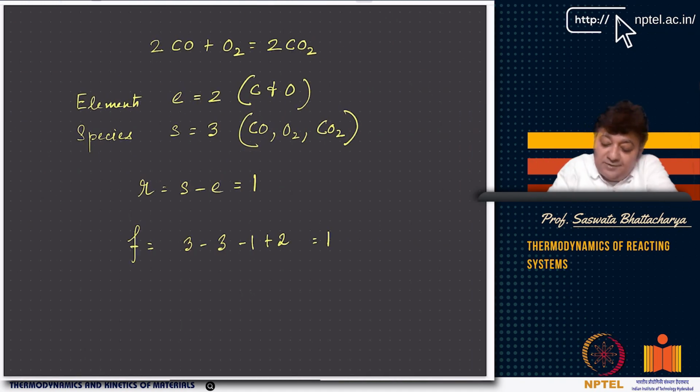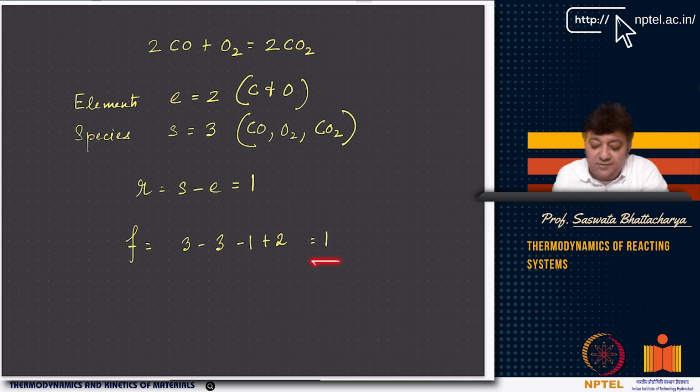So, for example, if you have 2CO + O2 = 2CO2, you have two elements, right, C and O. So you have two elements and the number of species is 3, right? This one is 2, this one is 2, this one is 1. So basically R, that is the number of independent reactions, is going to be 1, right? And F also we know is going to be 1, right?